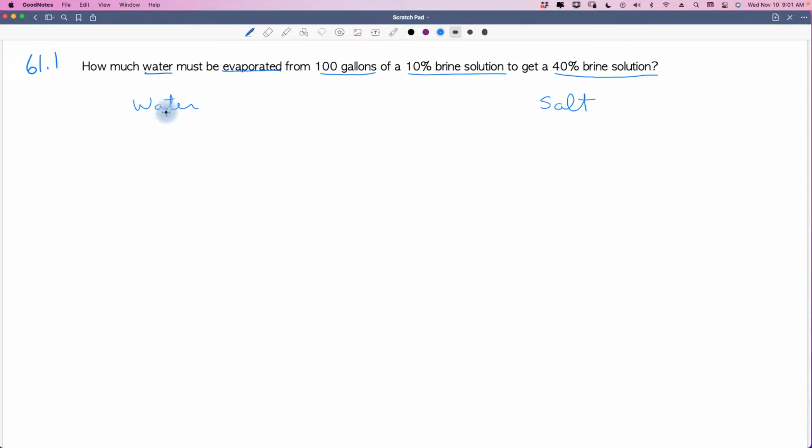So how much water must be evaporated from 100 gallons? Concerning the water, if we think about it, we'll have a beginning water amount. And then we're going to evaporate some water, and then we'll have the final amount. For salt, we're going to start with a salt amount to begin with, and then we're going to think about how much salt has to go out, and then we're going to have our final amount of salt, right? Salt final.